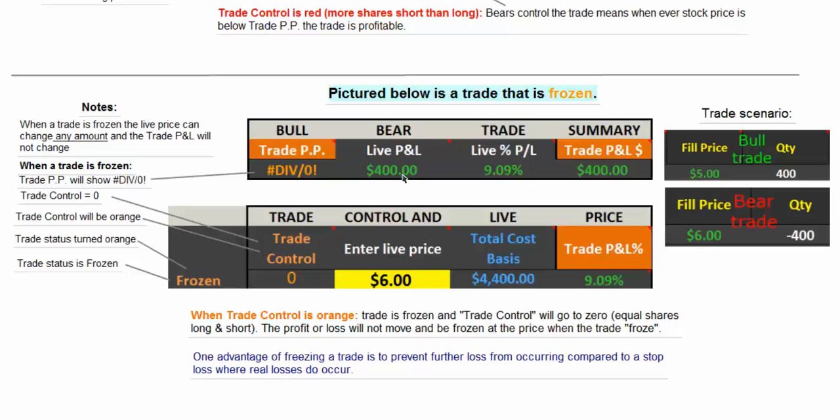And what's really important to note is, why do you even want to have this trade situation to begin with? When a trade is frozen, the live price can change any amount and the trade P&L will not change. The advantages of that are explained right here. One main advantage, I should say, of freezing a trade is to prevent further loss from occurring compared to a stop loss where real losses occur. So if you're in a trade situation where you're starting to lose money, you're not sure what is going to go on in the future for the price, and you don't want any further loss, then you can go ahead and freeze a trade, and that will literally stop whatever loss you're at. And once again, it doesn't matter where the price will go.